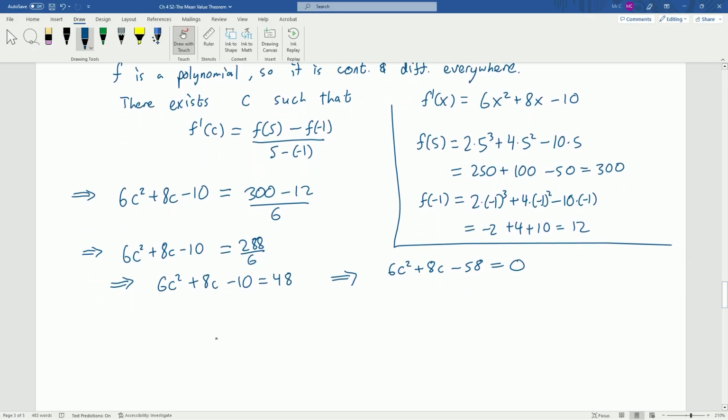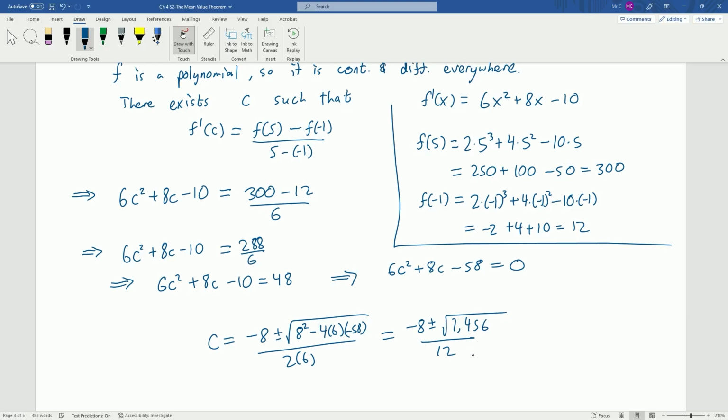So now if I want to solve for the values of c, we can just apply the quadratic formula. So we get -8 plus or minus the square root of 8 squared minus 4 times 6 times -58, divided by 2 times 6. That's -8 plus or minus. All right, we'll just plug this whole expression into the calculator real quick and knock that one out super fast. 4 times 6 times -58. Get 1456 divided by 12.